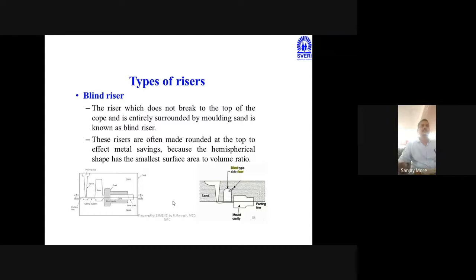Okay. See the description of blind riser. The riser which does not break the top of the cope means this riser height will be under the cope molding box. So it is entirely surrounded by the molding sand and is known as a blind riser. This riser is entirely surrounded by molding sand. That's why it's called a blind riser.